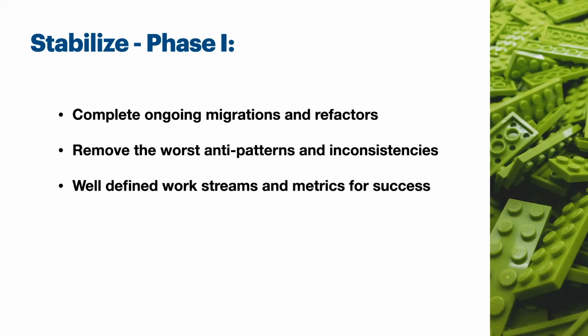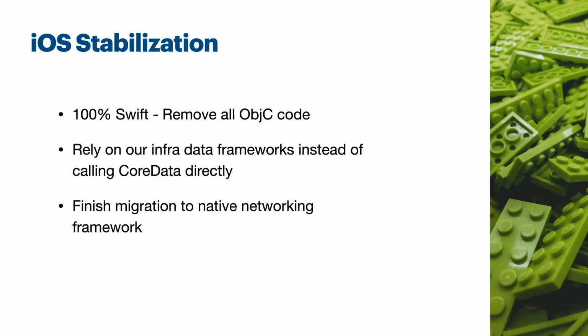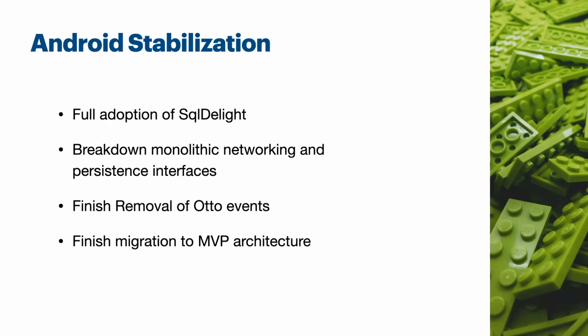This phase had very well-defined work streams and really clear metrics for success. So we really could track our work very well. I'm not going to get too deep into the details of what we actually did on each platform due to lack of time, but this is just some highlights of some of the top goals on each platform. On iOS, we wanted to move to being 100% Swift. We were already about 80% before this project started, and we wanted to finish some migrations onto some of our infra frameworks. Similarly, on Android, you'll see these common themes of finishing migrations, finishing adoptions of different patterns and different frameworks, and breaking down some of the infra frameworks to be more usable.